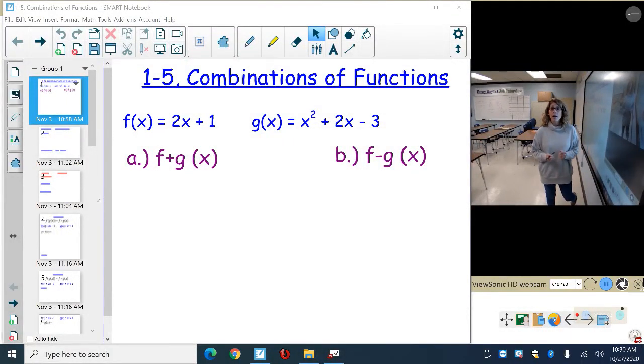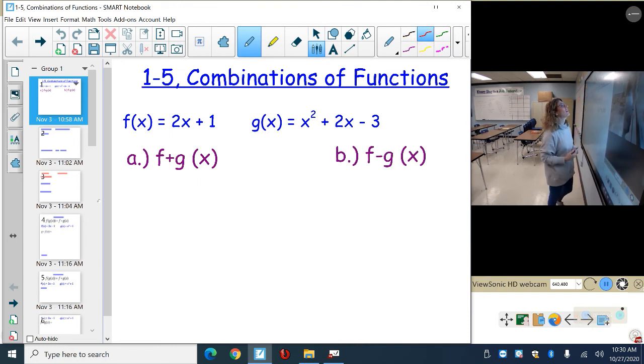Okay, today we're going to be talking about section 1.5. Section 1.5, sorry, is all about combinations of functions. So basically what we're going to do today is we're going to add, subtract, multiply, and divide functions, simplify them completely, and find the domain and range of those functions as well. Going to do some compositions with that as well, plugging one function into another function. And a lot of this is review from Algebra 2, so it should not be that bad.